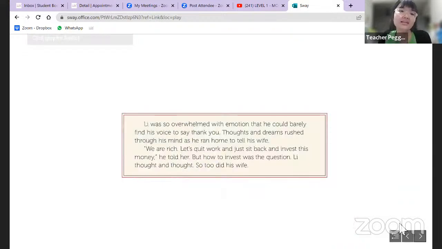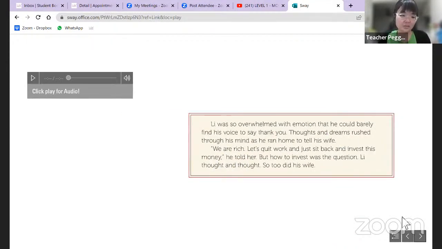Okay, after that, of course, at first the neighbor is very happy because he gets a lot of money all of a sudden, without any hard work. So at first the neighbor is very happy and Lee directly tells his wife, we don't need to work anymore. Let's stop working and then let's invest the money. But after that, they started to think how to invest the money so that the money could make more money.